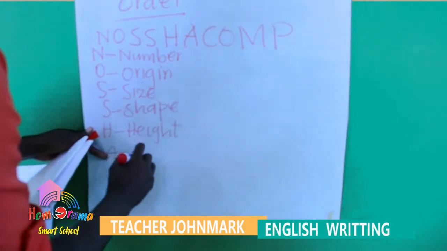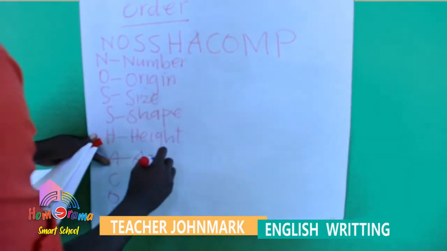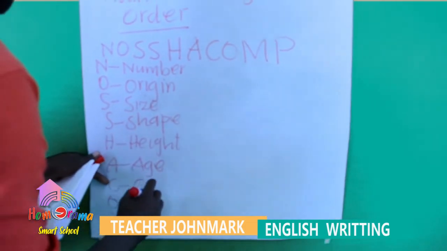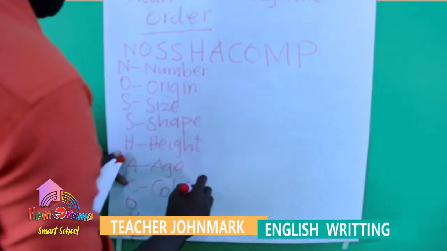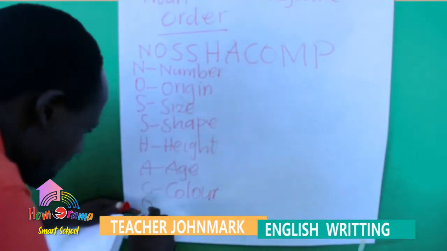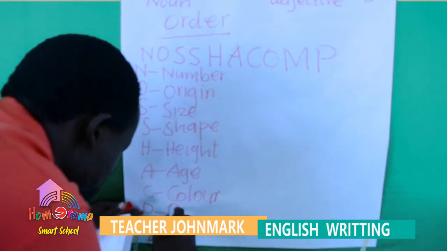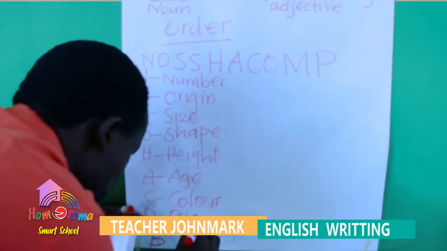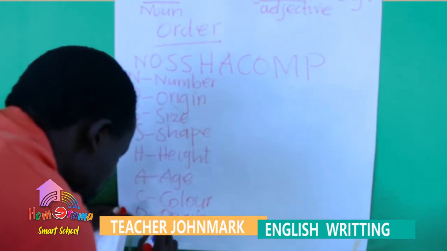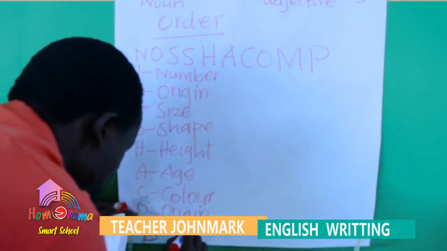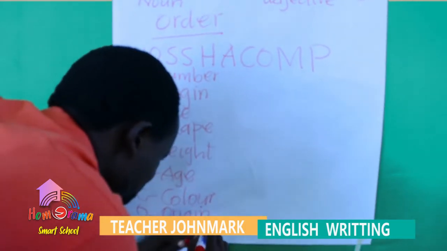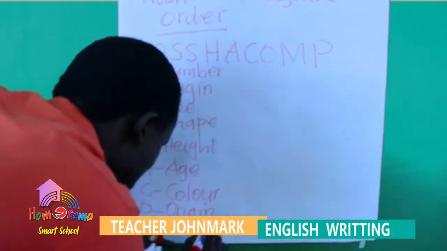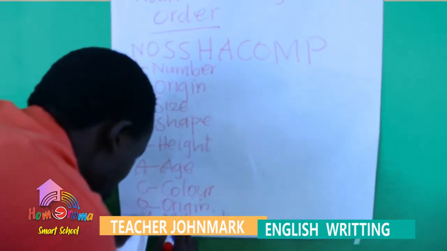A stands for age. C stands for color. O stands for origin. M stands for material. And P stands for purpose.